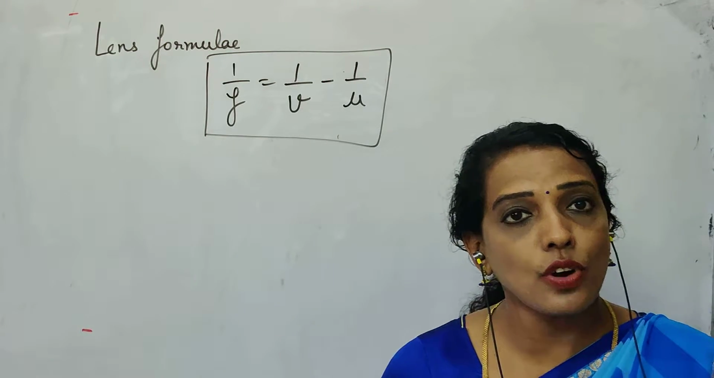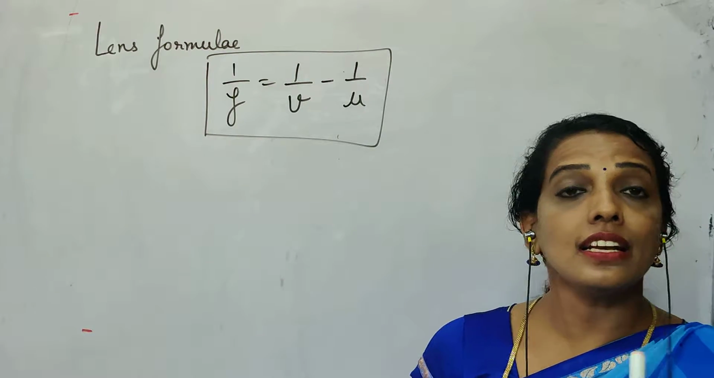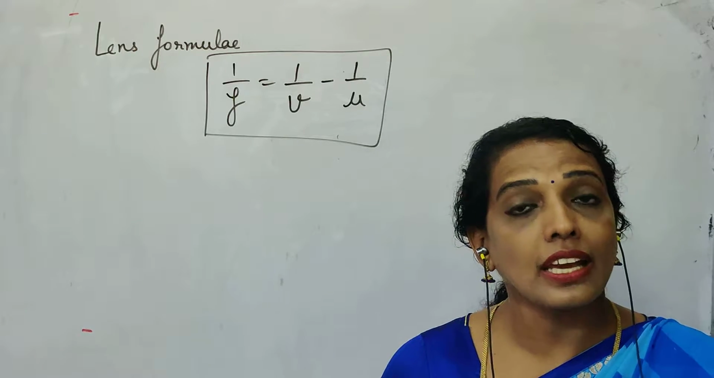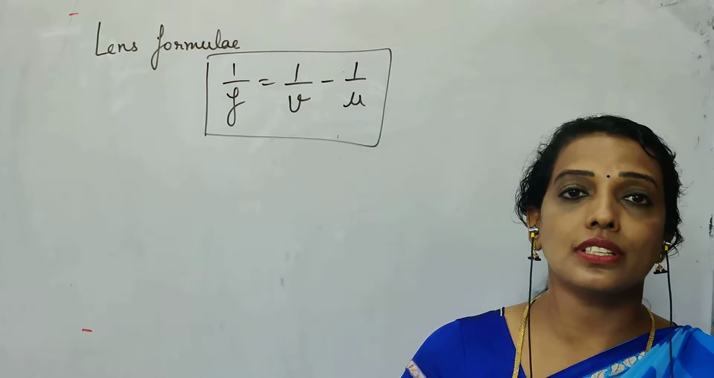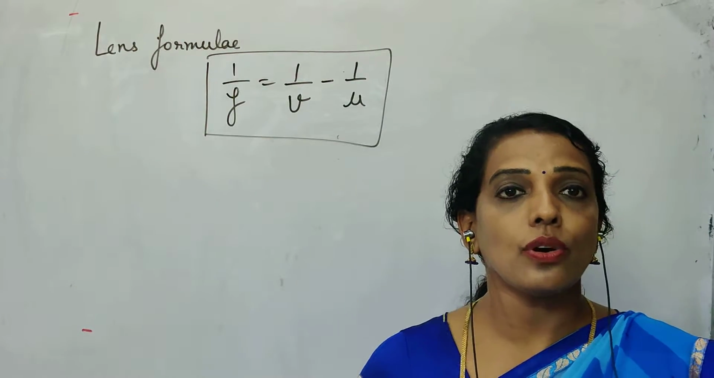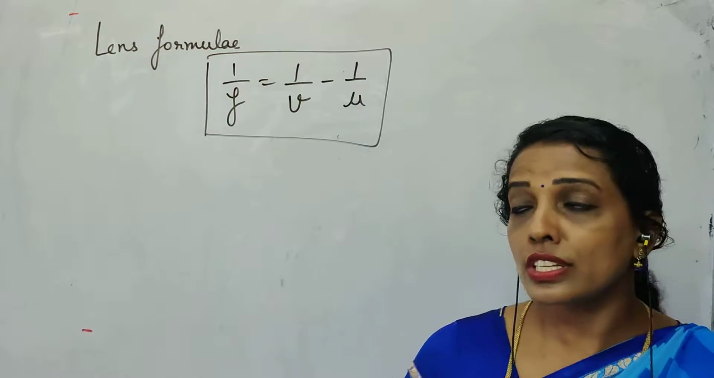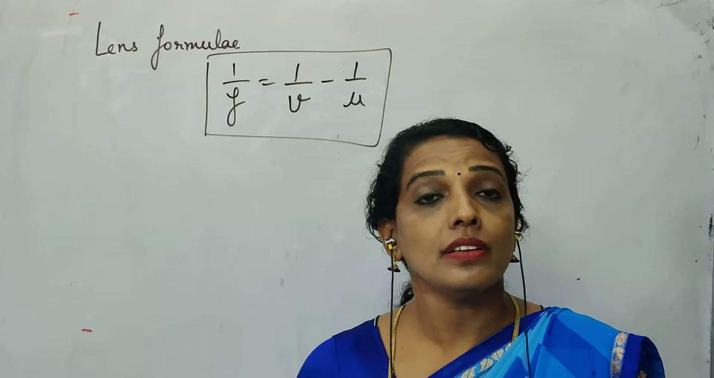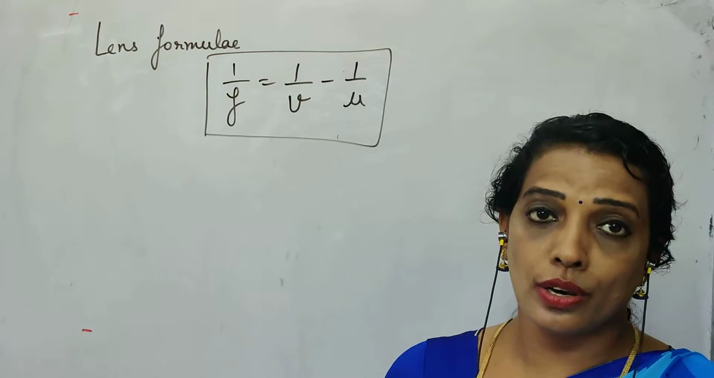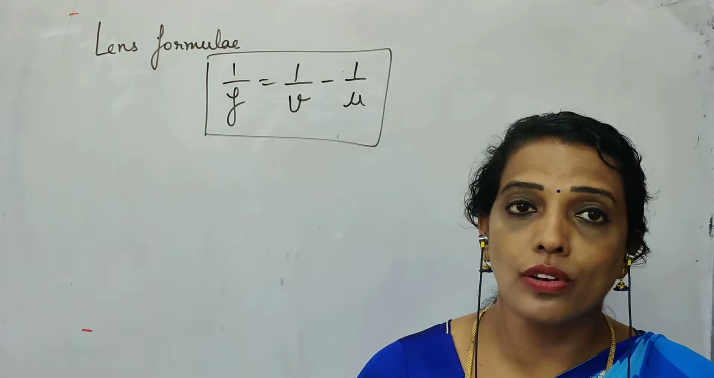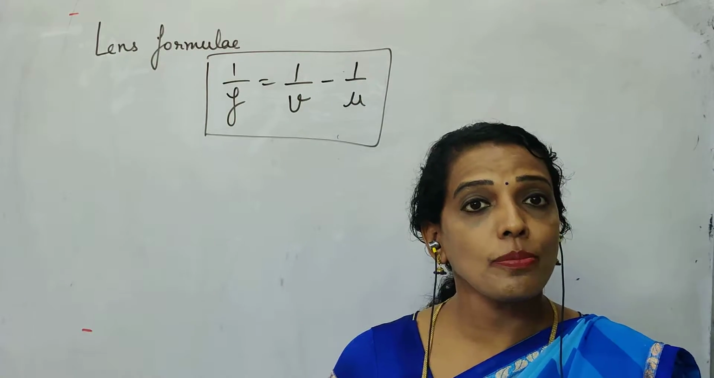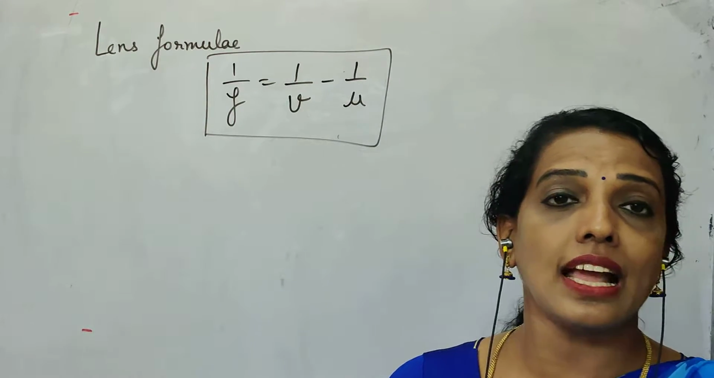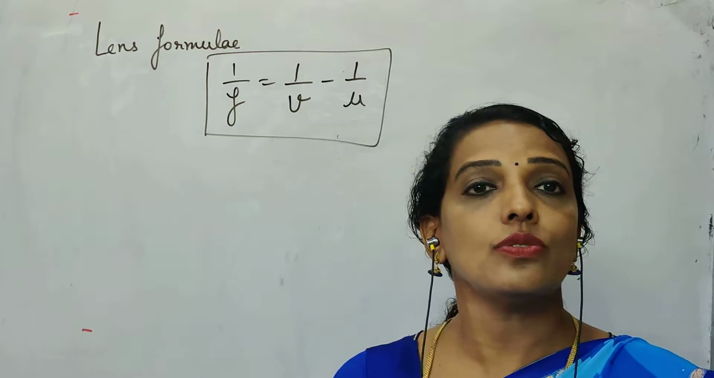While deriving the formula, the sign convention should always be followed. We have discussed the sign convention in the earlier video. This formula is used for both convex and concave lenses, but the sign convention will be followed, and if you remember, for the convex lens and the concave lens it was different.